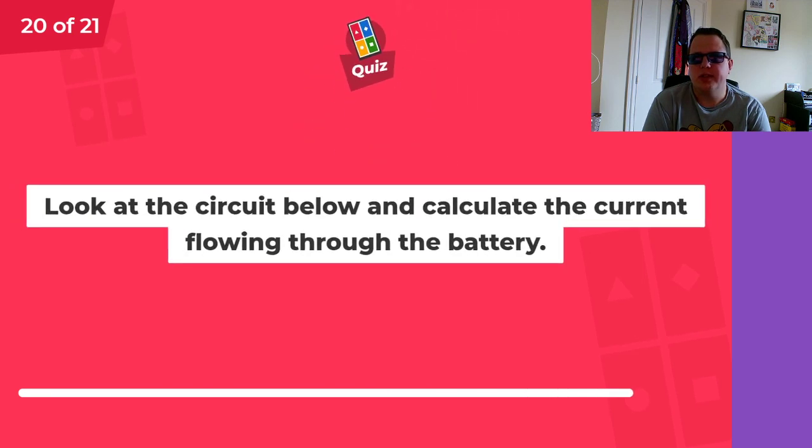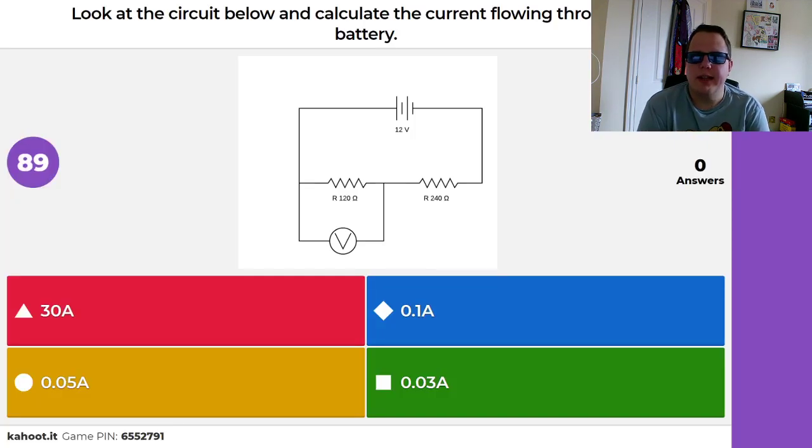Again, double points. So, look at the circuit below. Calculate the current flowing through the battery. Don't know why this is double multi-select. There is only one right answer there.